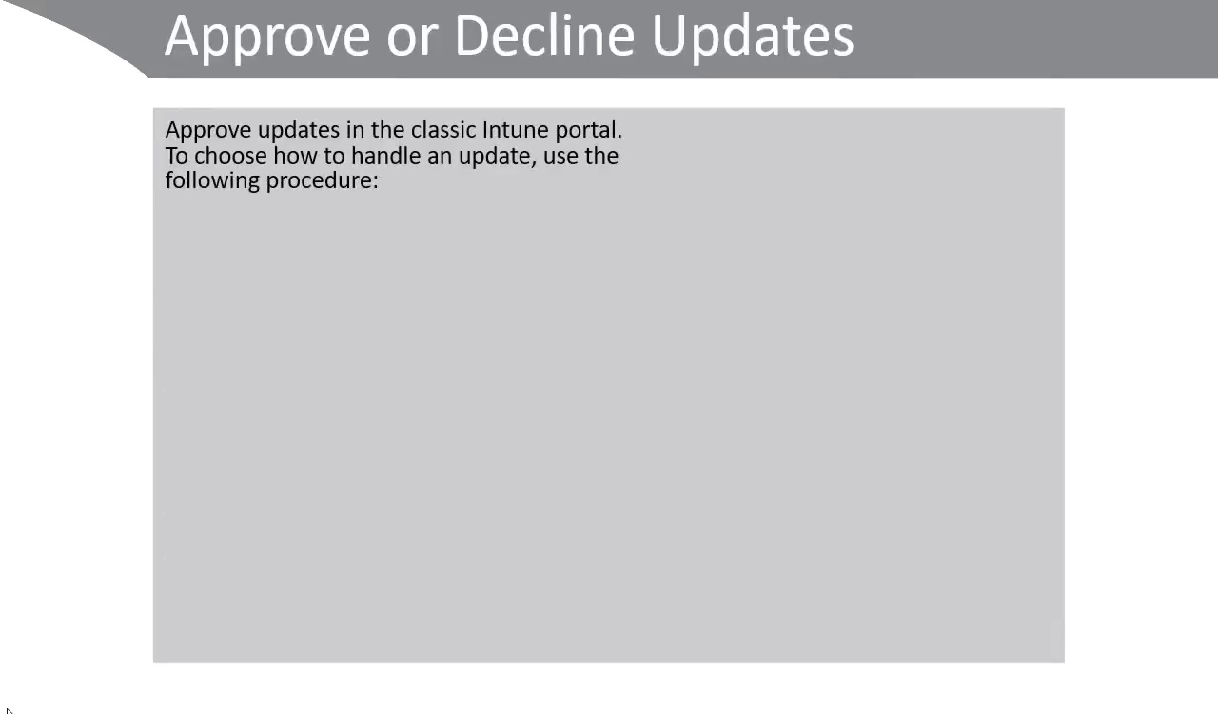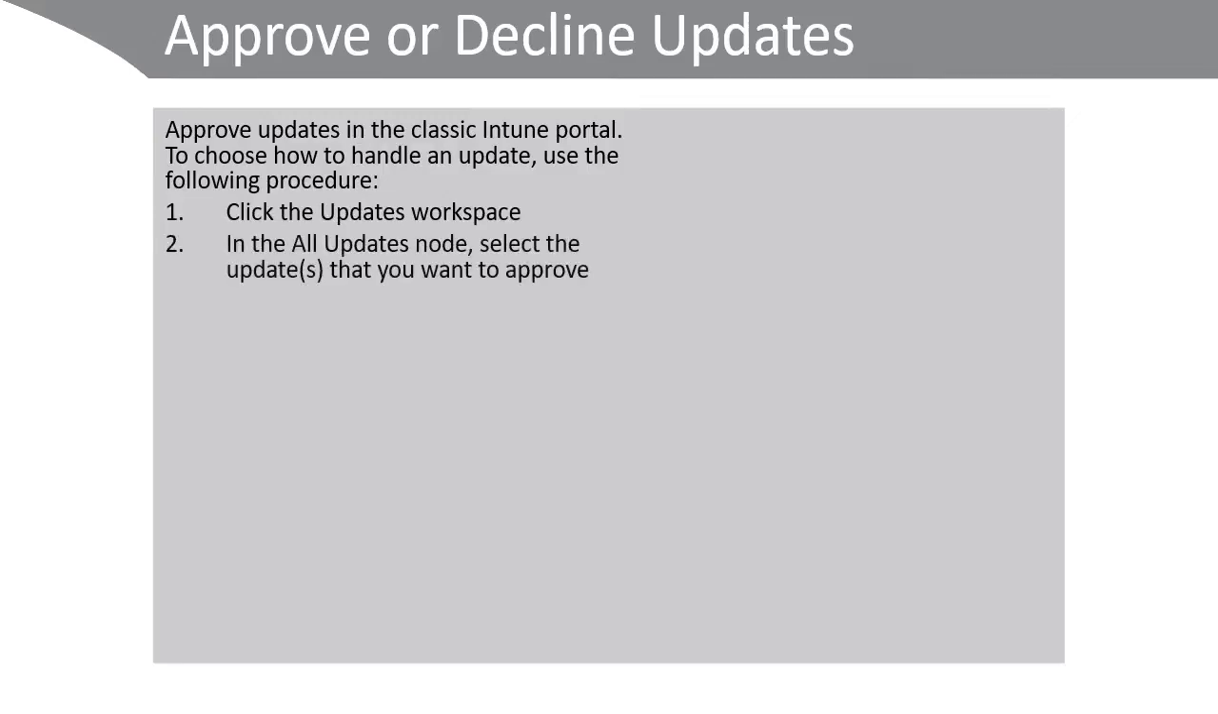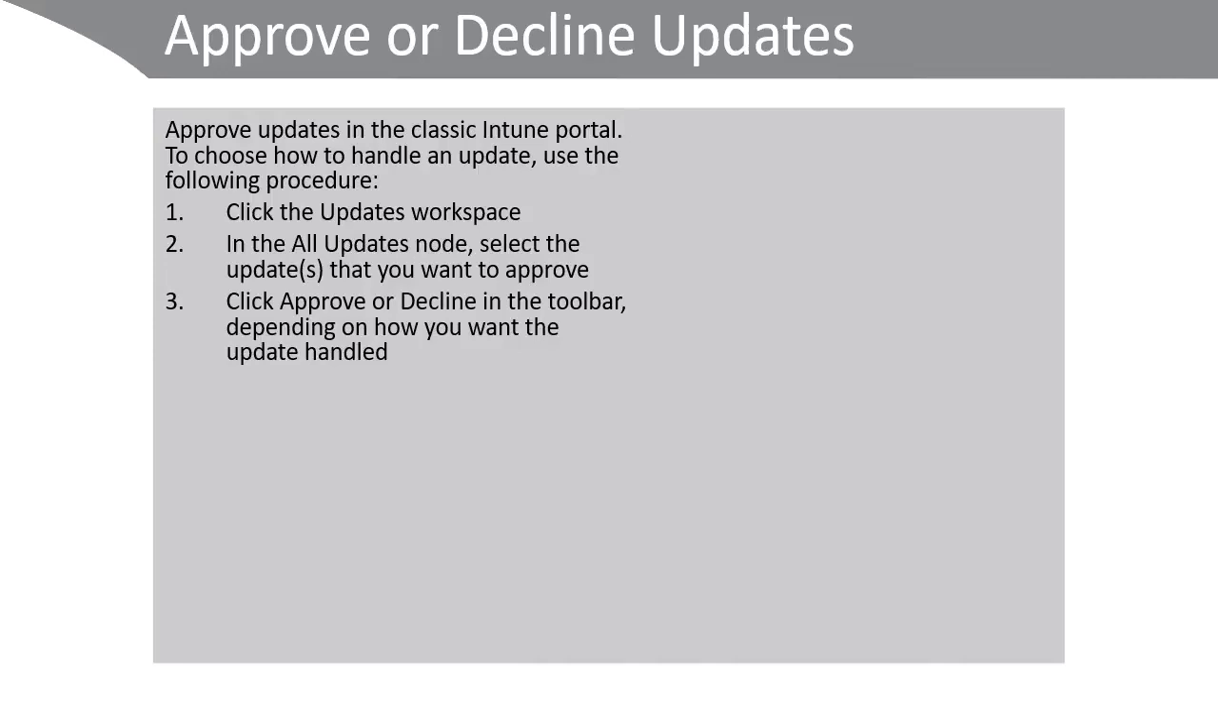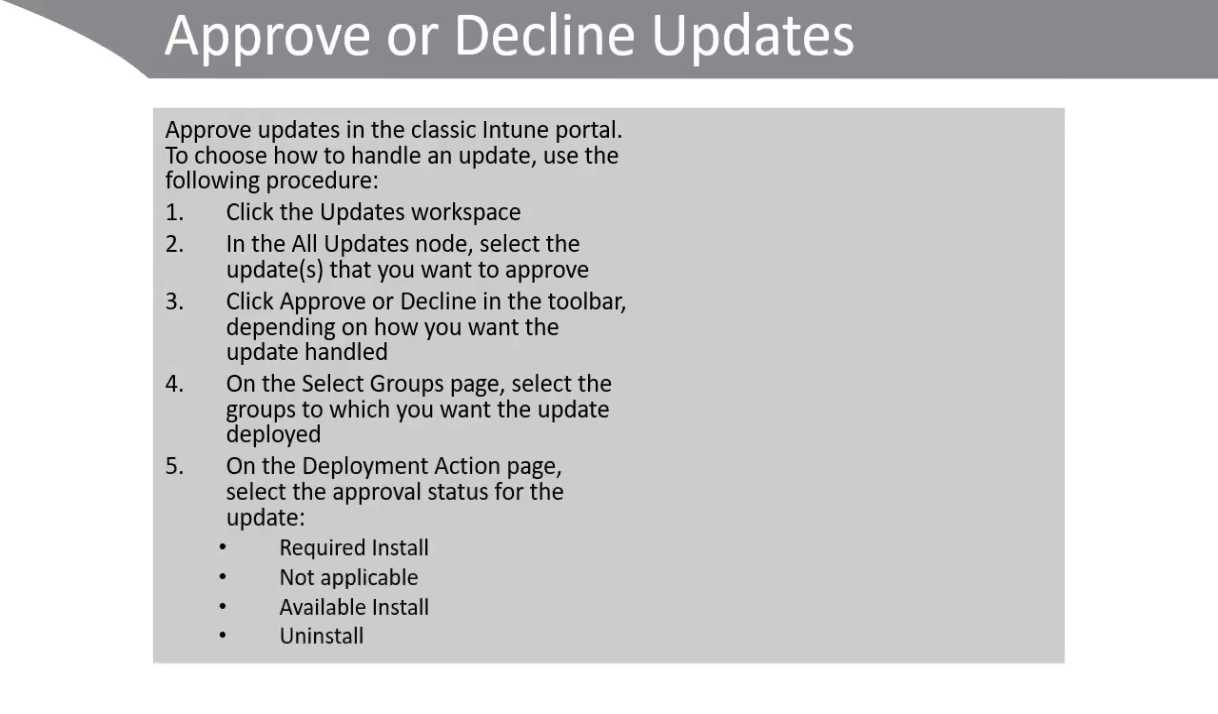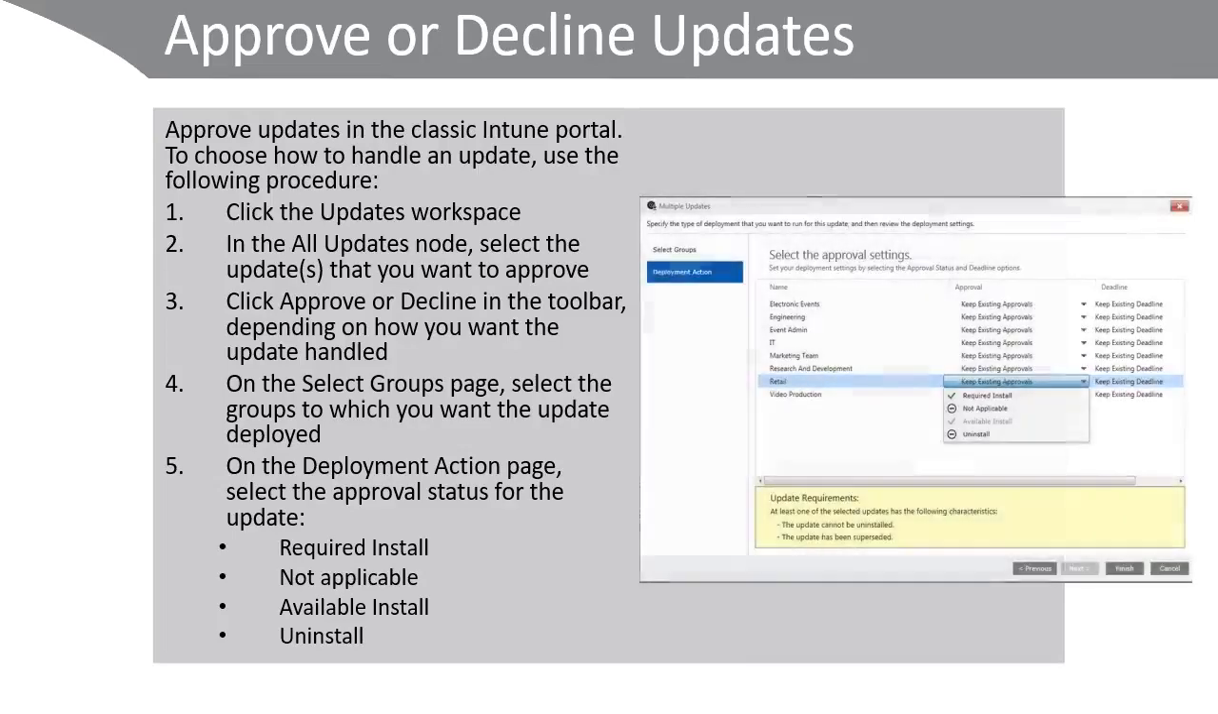Once you've determined that there are available updates, you can approve or decline them. To approve updates in the Classic Intune portal, use the following procedure. Click the Updates workspace. In the All Updates node, select the update or updates that you want to approve. Then click Approve or Decline in the toolbar, depending how you want to handle that update. On the Select Groups page, select the groups to which you want the update deployed. Then on the Deployment Action page, select the approval status for the update: required install, not applicable, available install, or uninstall.